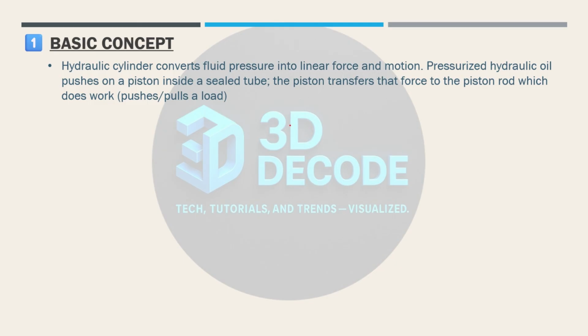A hydraulic cylinder converts fluid pressure into linear force and motion. Pressurized hydraulic oil pushes on a piston inside a sealed tube. The piston transfers that force to the piston rod, which does work: pushes or pulls a load. Below is a clear step-by-step walkthrough, plus the key parts, simple formulas, a numeric example, common variants, and practical tips.